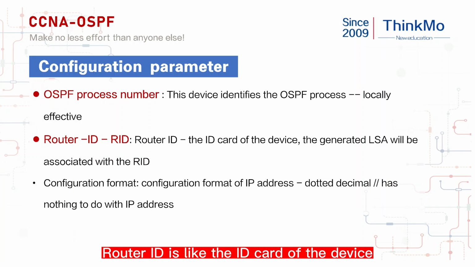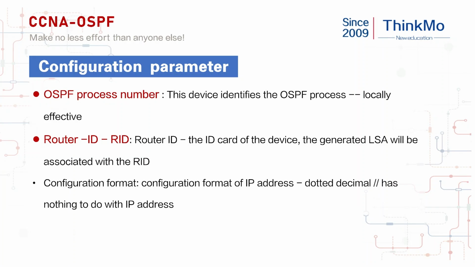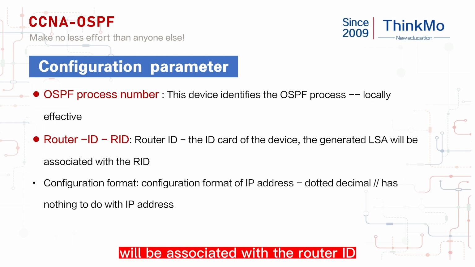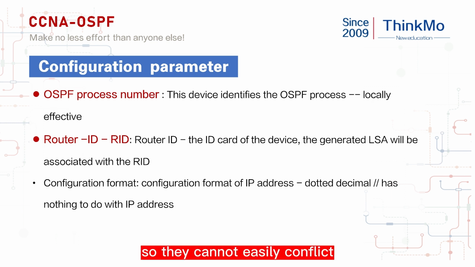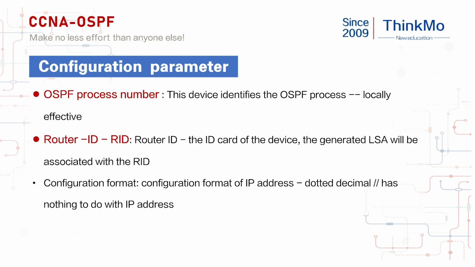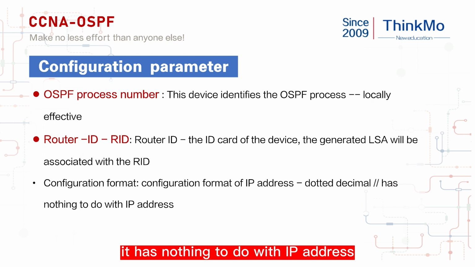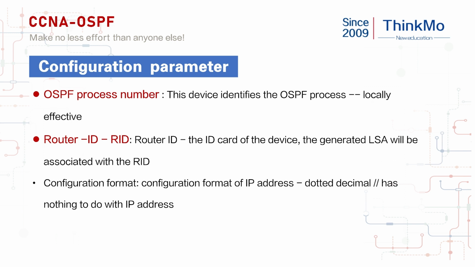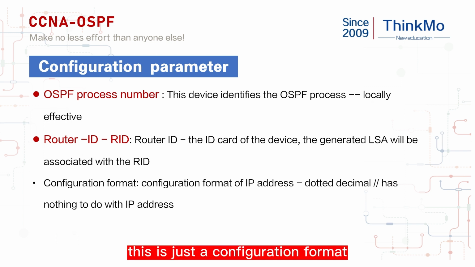Router ID is like the ID card of the device. The generated LSA will be associated with the router ID, so they cannot easily conflict. Router ID has a strict configuration format. It is an IP address configuration format, aka dotted decimal. It has nothing to do with an IP address. It does not require a subnet mask. This is just a configuration format.